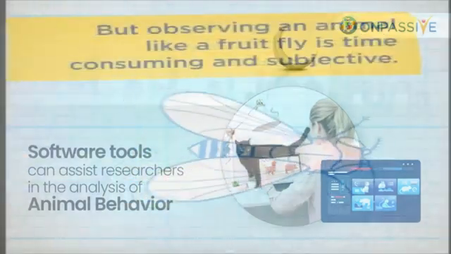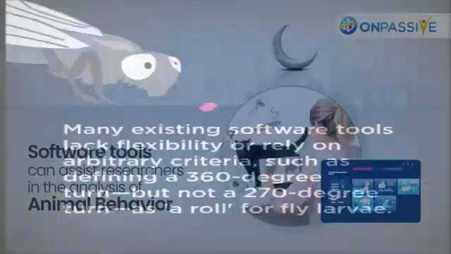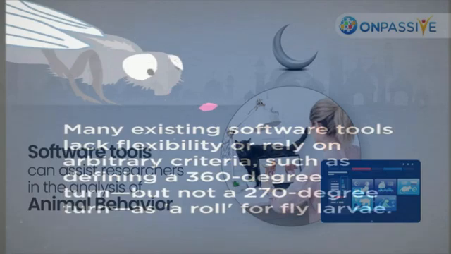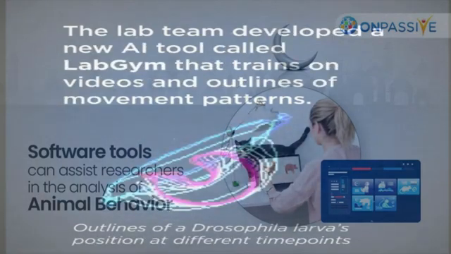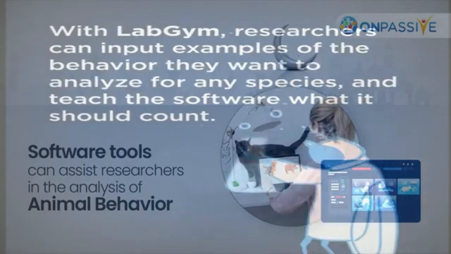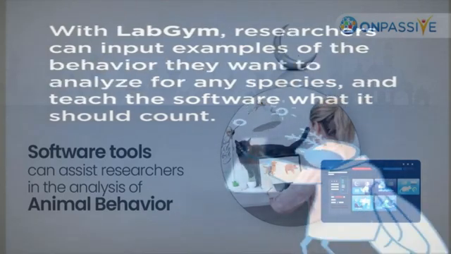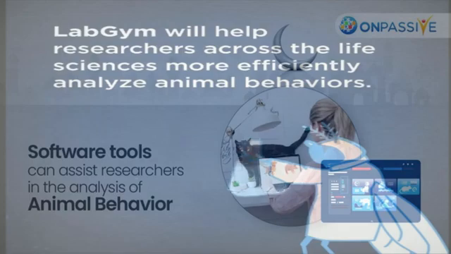Some programs will count a roll if a Drosophila larva rolls 360 degrees, for example. But why isn't 270 degrees also considered a roll? Many programs lack the flexibility to count unless the user knows how to recode the program. Consider yourself more of a scientist.